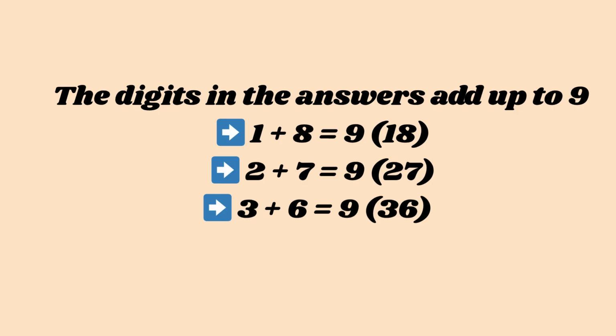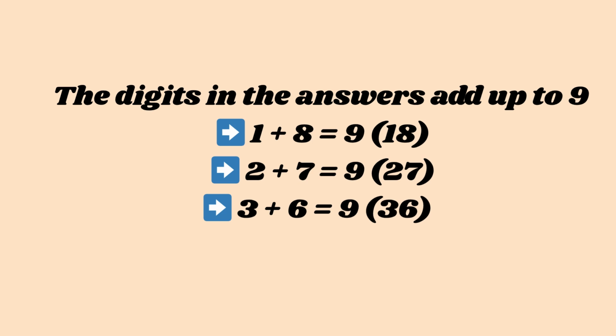Want a cool trick? Watch this. The digits in the answers add up to 9. 1 plus 8 equals 9. 18. 2 plus 7 equals 9. 27. 3 plus 6 equals 9. 36. See, magic! Let's try a quick quiz.